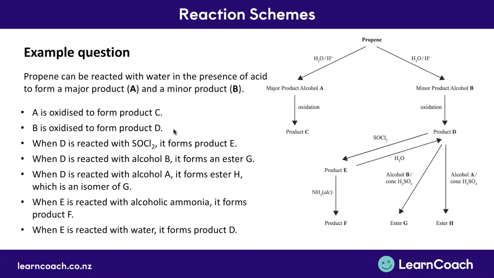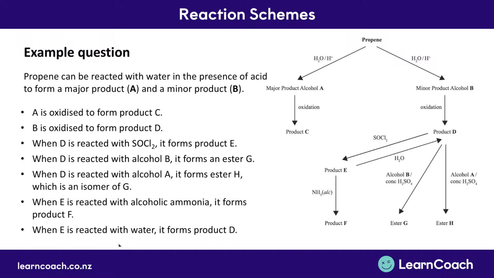Then you'll go on with more instructions. So B is oxidized to form D, A is oxidized to form C, D reacts with SOCl2 to make E, E then reacts to create product F, D can react with G when you have alcohol and concentrated sulfuric acid, or it could make ester H when you mix it with alcohol A rather than alcohol B.